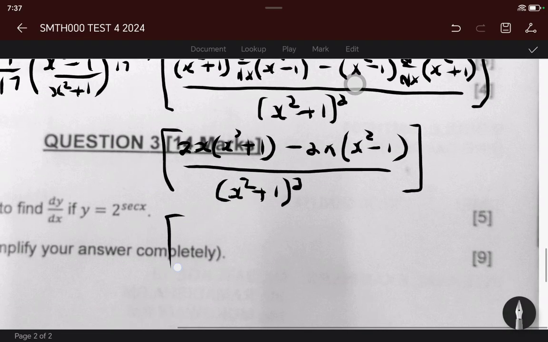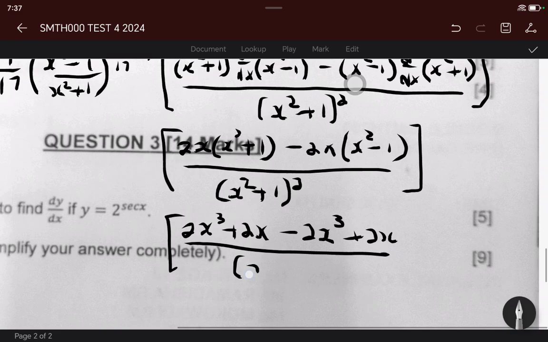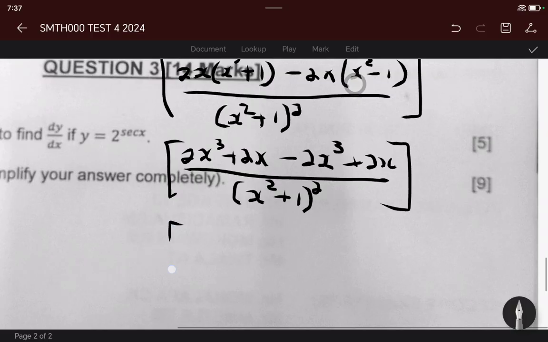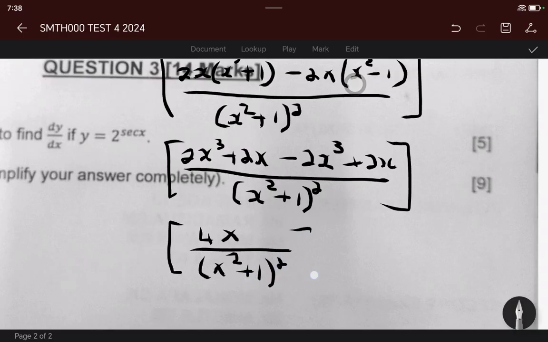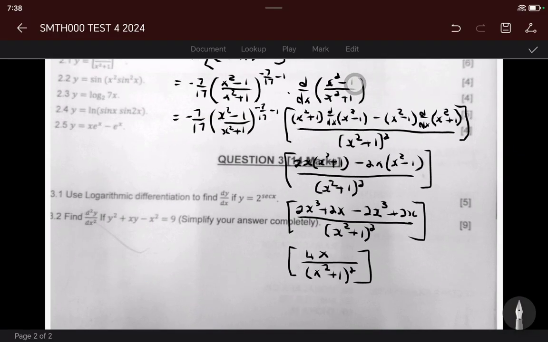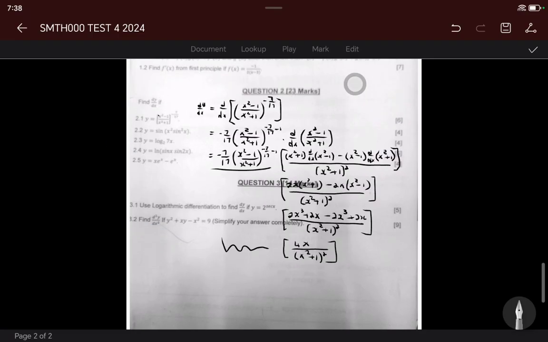Alright, then when we simplify this, it's just going to be 2x to the 3 plus 2x minus 2x to the 3 plus 2x, all over x squared plus 1 all squared. Then the 2x to the 3 will cancel out, and we'll be left with 4x over x squared plus 1 squared. Then we multiply by this, then we simplify. You see right now, that is as simple as that.